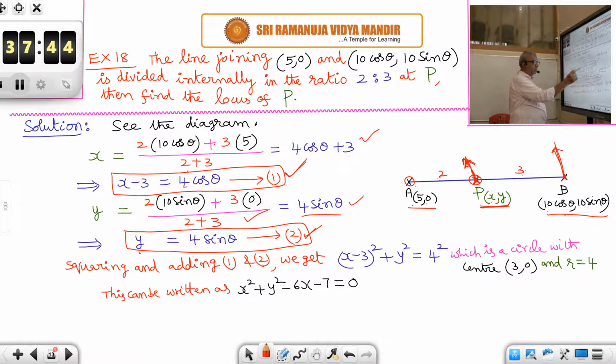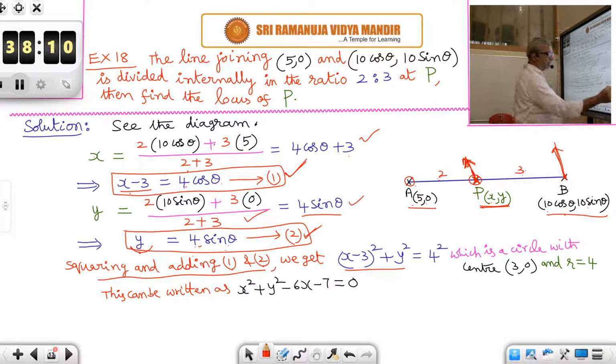On the right side, 4 cos theta and 4 sin theta are there in the two equations. What you should do, obviously, squaring and adding. Okay, squaring and adding equations 1 and 2, we get what? Left hand side, x minus 3 whole square plus y square. Right hand side, 4 square cos square theta plus 4 square sin square theta. 4 square common, in the bracket you get cos square theta plus sin square theta is equal to 1. So you will get simply 4 square.